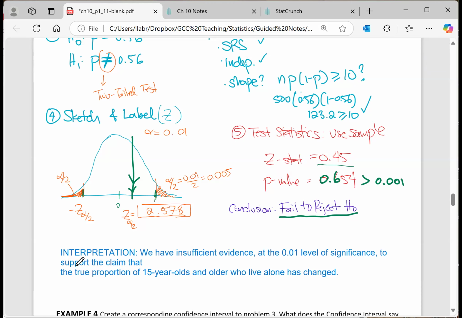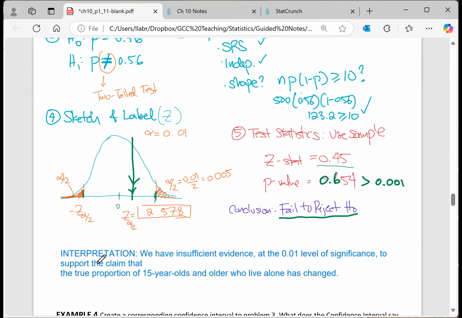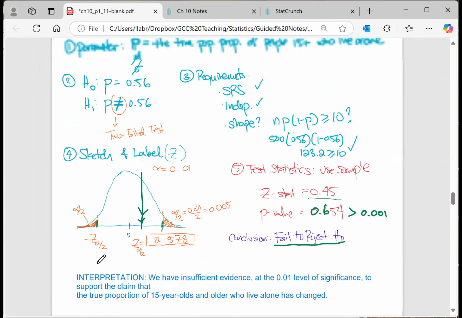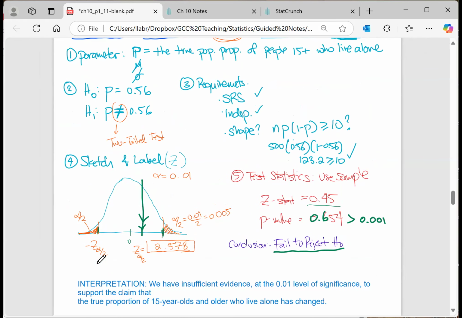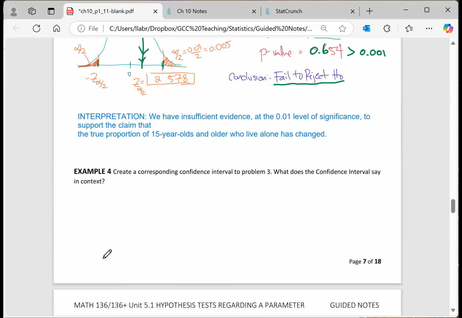All right, here's my interpretation. Again, it follows the same logic as before. Make sure that you're comfortable with all of these steps, because you have to do this now in your homework, and you're going to do all of these steps for every single problem. All right, let's go ahead and wrap this up.